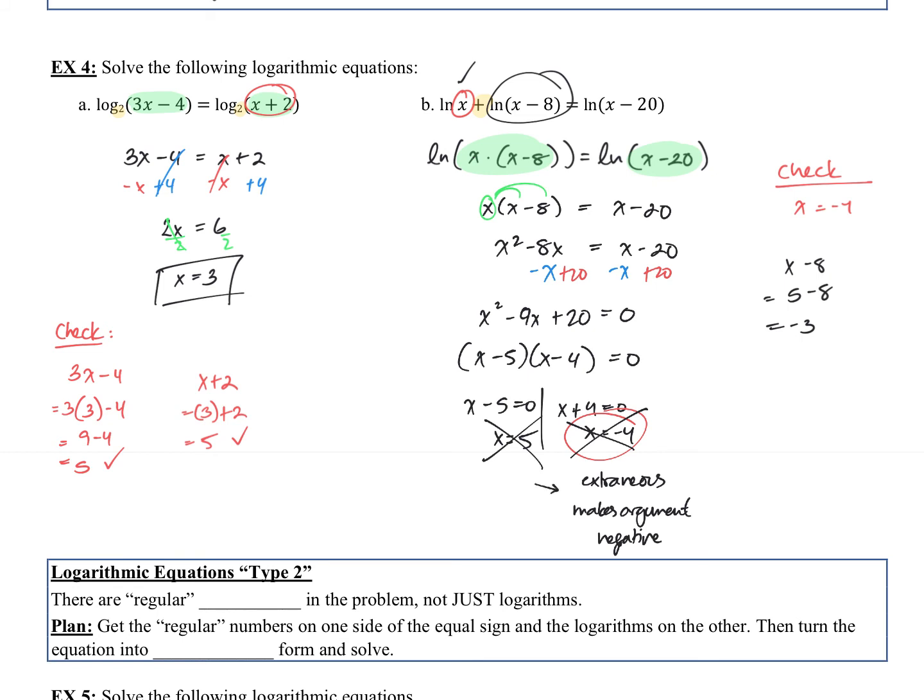So I'm going to copy my solutions down there. What will my answer be? Both of my solutions didn't work, so the answer is no solution. And my reason is that both solutions make an argument negative.